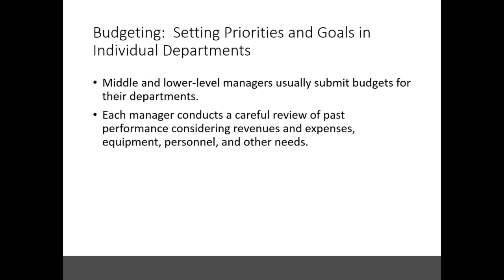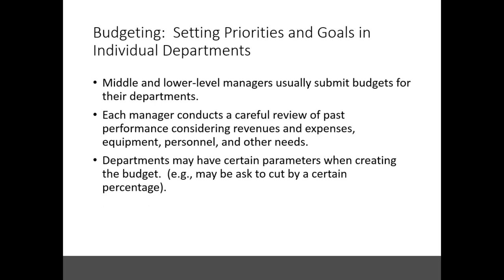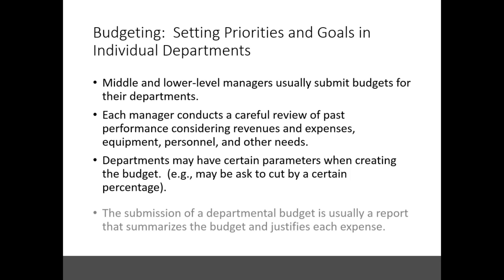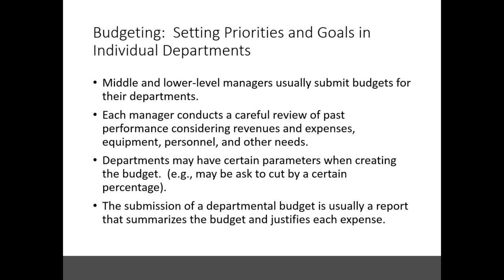You determine your expenses a lot based on what your expenses have been in the past. And then again, departments may have certain parameters when creating the budget. So my group this year, when we had to create a budget, we had to submit a budget that represented a 10% increase in revenue, a 1% decrease, a 5% decrease, and a 10% decrease, not in revenue, but in operating expenditures. So again, you can decide what those parameters are for your budget.